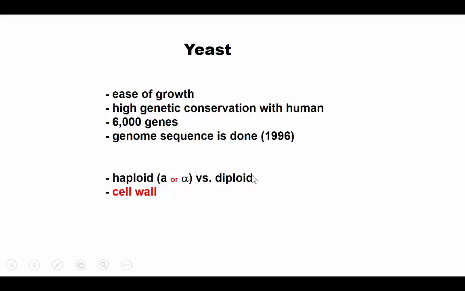When they mate, they form diploid. In our case, most of the cells in our body are diploid cells, and only sperm cells and egg cells are haploid. But in yeast, most cells live in a haploid status. Only when they have environmental difficulties to survive, they find a partner, and then they fuse together, and then they survive those conditions. And another interesting aspect is that yeast cells, similar to bacterial cells, in addition to the cell membrane, have a cell wall outside of the cell membrane.